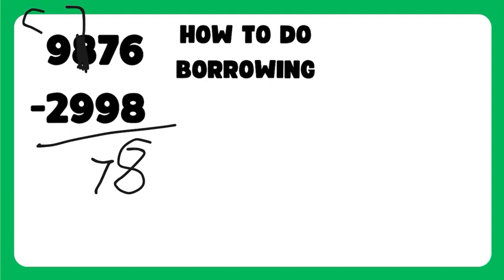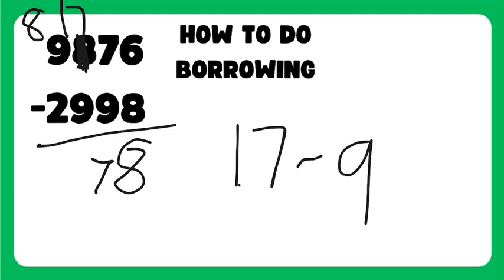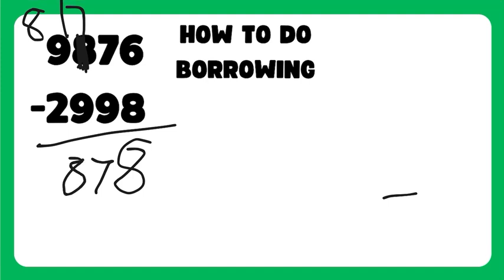So 8 and that 7 was 17, sorry. So now the 17 that we just created, I will be doing the subtraction minus 9, and this will give us an answer of 8. So I will write down the 8 over here. And now we are on our last question, 8 minus 2.